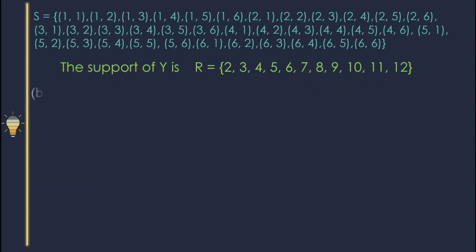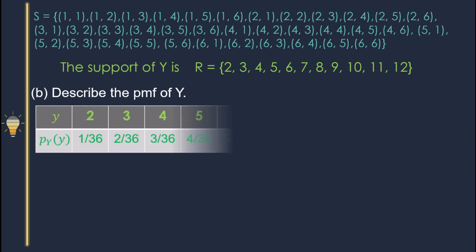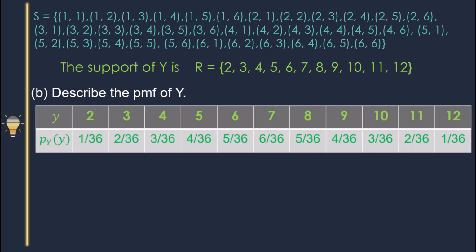Now go to part B. Describe the probability mass function of Y. First, we need to find the support of Y. Yes, we do know that. Then we need to find the probabilities of each element of the support of Y. You can find the probabilities that I explained under part A. So first write down the support, then find the probabilities of each element in the support. So this is the probability mass function of Y.